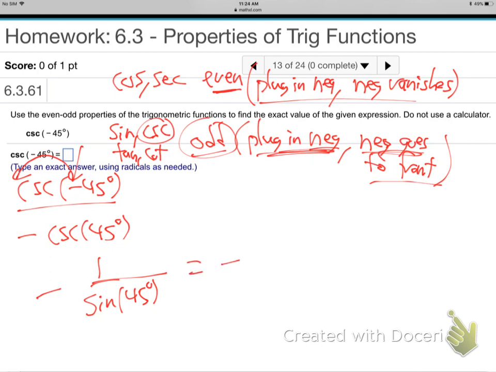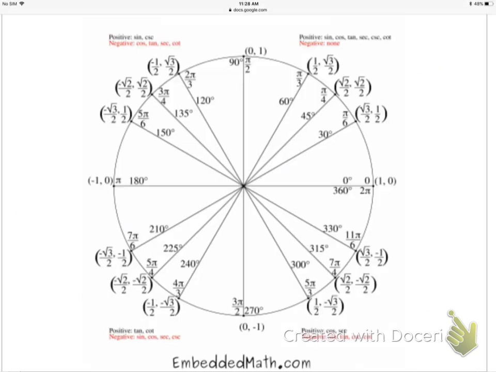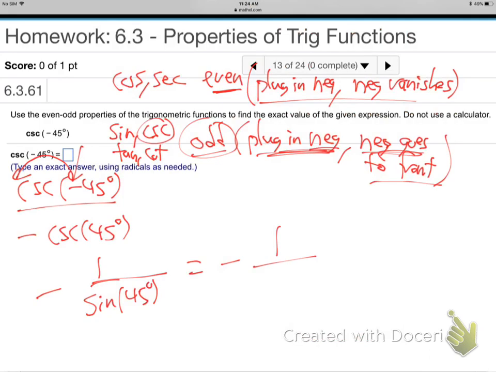So it's negative 1 over the sine of 45. Let's go find the sine of 45. Where's 45? 45 is right here. Root 2 over 2. Remember, the cosine is the x-coordinate and the sine is the y. That's the most important thing to remember about the unit circle. X values are always cosine. Y values are always sine. Now, they're both the same in this case, so it makes no difference, but other times it'll matter. So the sine is root 2 over 2 for 45 degrees. So we go root 2 over 2.